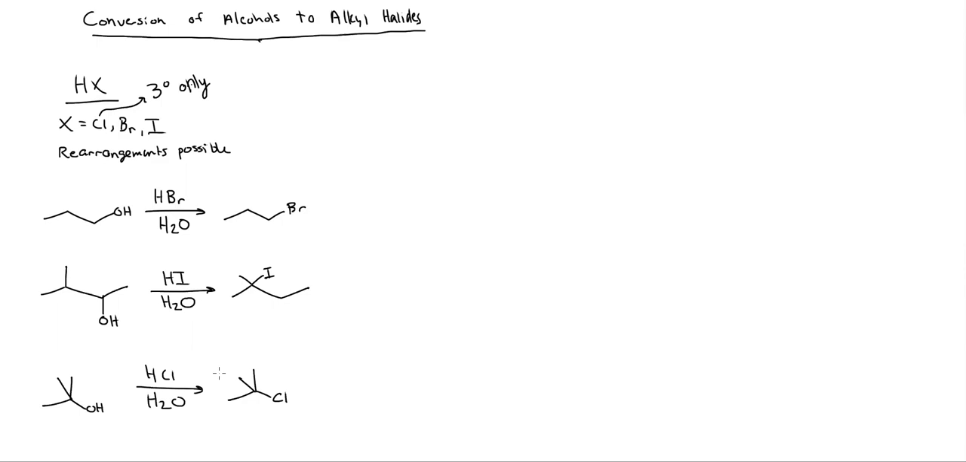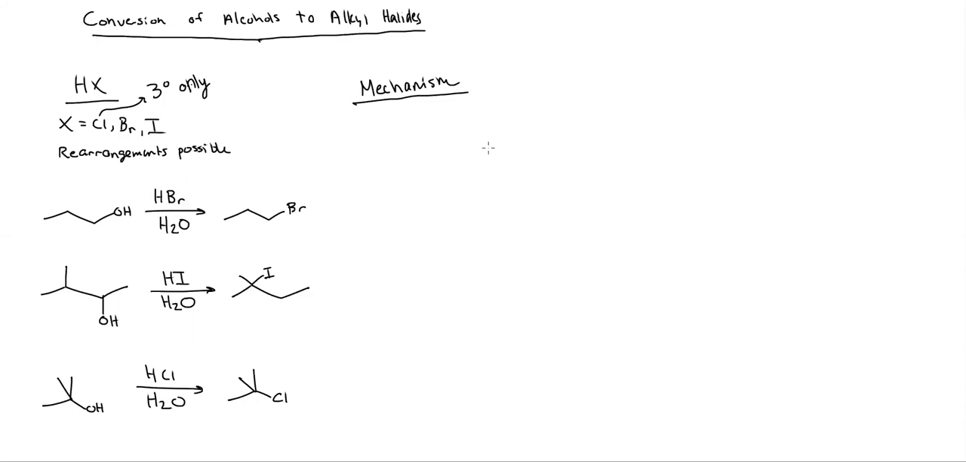Okay, so now that we've discussed this, there's two things mechanistically here that I kind of want to mention. Okay, so the first thing is that whenever I have a primary like this, it's going to go through an SN2 type mechanism. So I'm going to do the mechanism for this one with the HBr first.